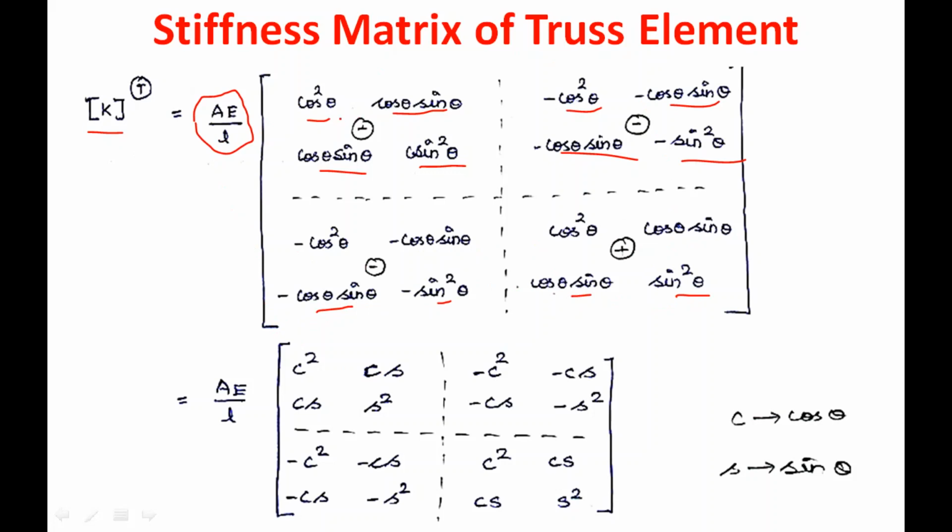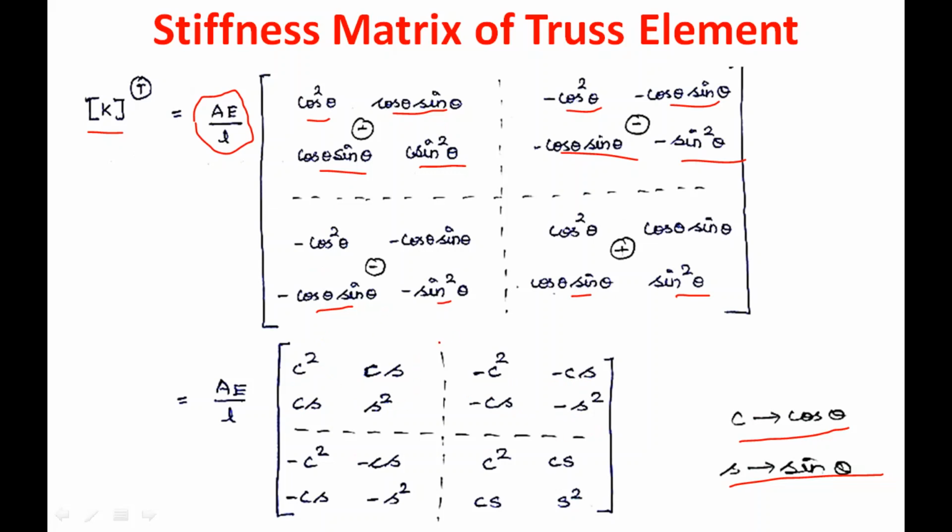Now for easy remembrance, we are going to use C for cos theta, S for sin theta. We can easily write this matrix. C square is nothing but cos square, CS is cos theta sin theta. Similarly, CS, S square, minus C square, minus CS, minus CS, minus S square, like that.